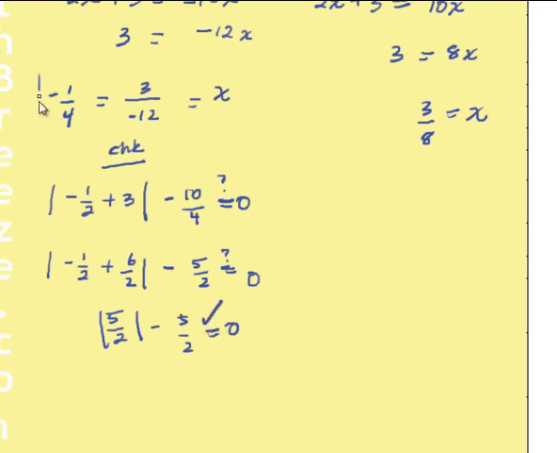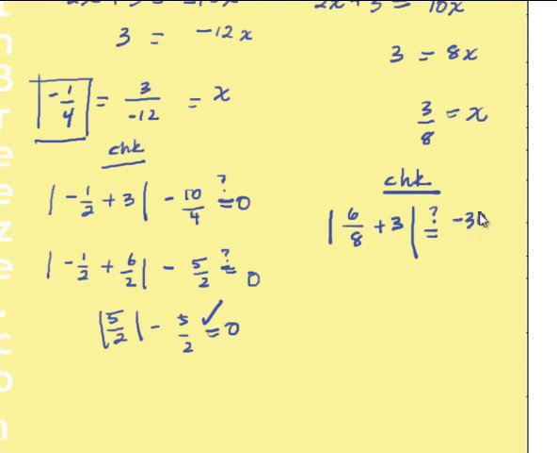So this is valid. Let's check 3/8. Substituting into here, 2 times 3/8, that would be 6/8, plus 3. Is that equal to substituting 3/8 into here, minus 30 over 8? Well, this side is positive, this side is negative. So this is not a valid solution, and negative 1/4 is the only solution.